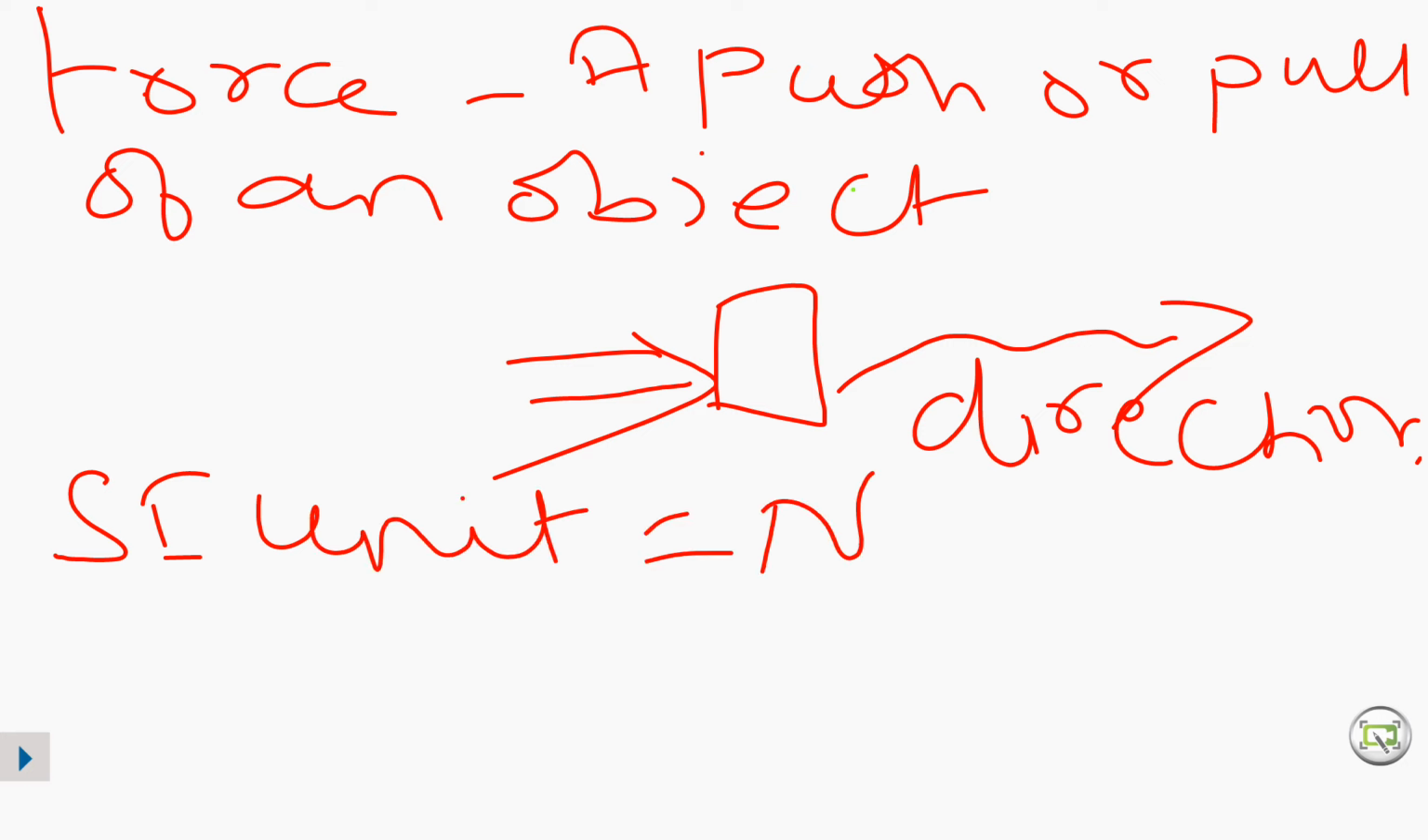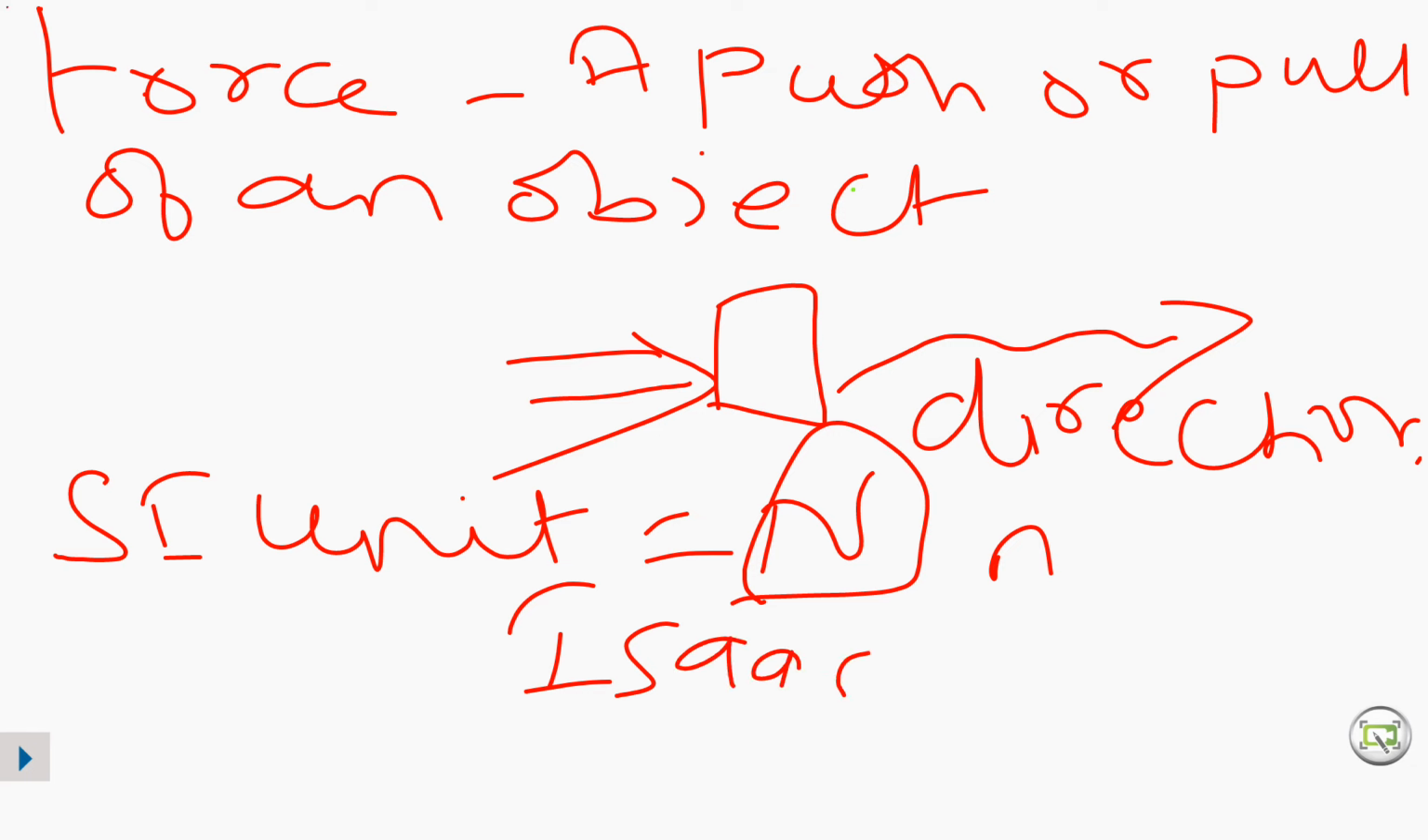Why am I writing this as a capital N, not as a small n? Because this Newton is given to honor the scientist whose name is Isaac Newton. This also we have learned very briefly in our previous classes. So to honor the scientist Isaac Newton, the unit of force is given as a Newton. It is denoted by the symbol capital N. So this is the SI unit.